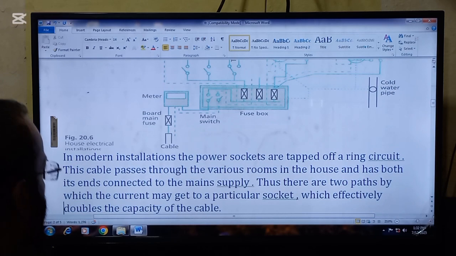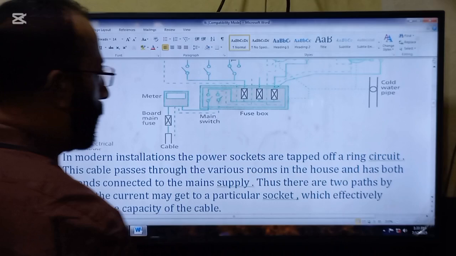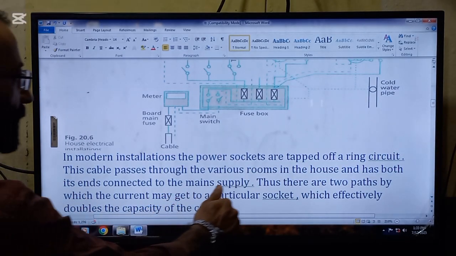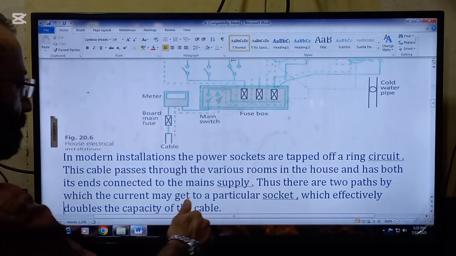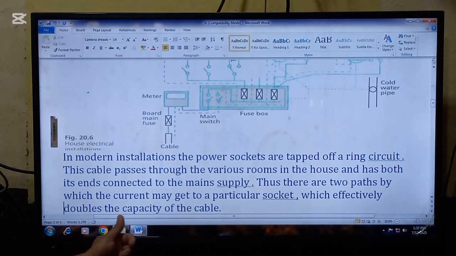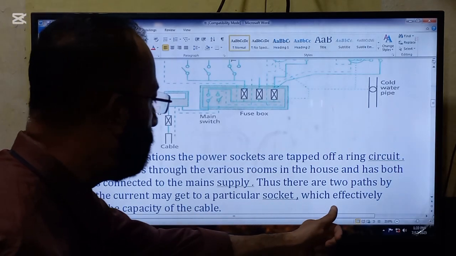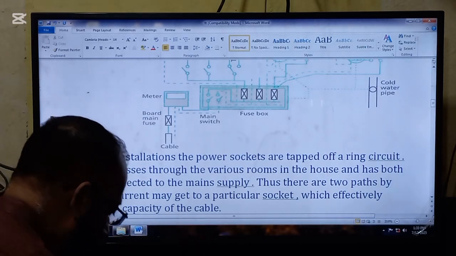In modern installations, the power sockets are tapped off a ring circuit. This cable passes through the various rooms in the house and has both its ends connected to the main supply. Thus, there are two paths by which the current may get to a particular socket, which effectively doubles the capacity of the cable.